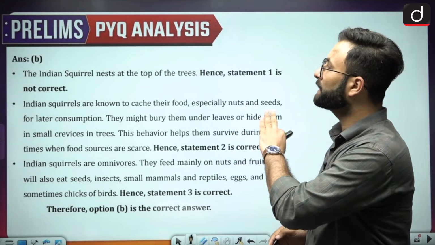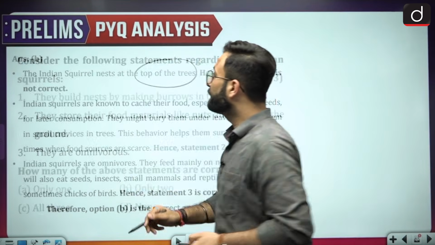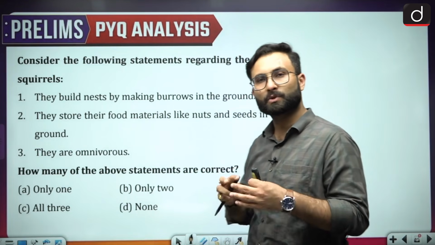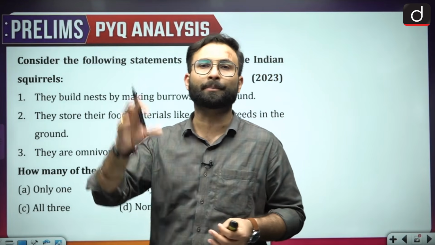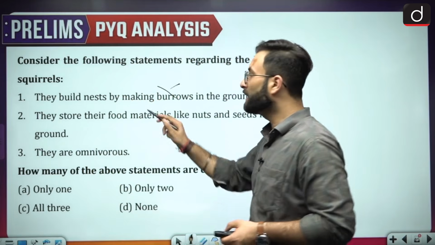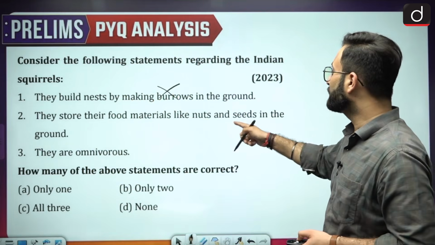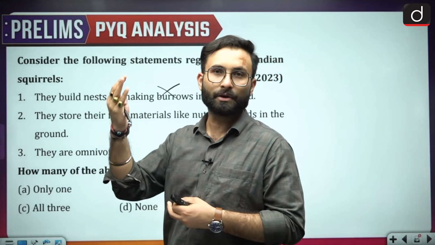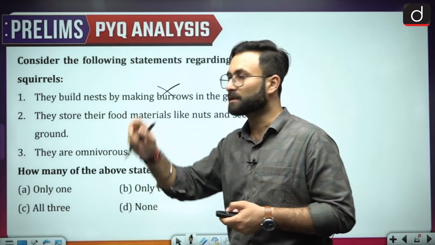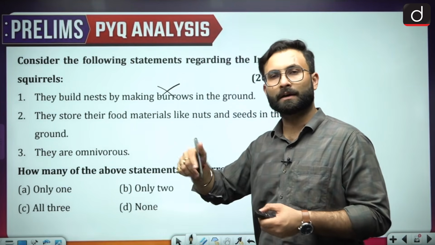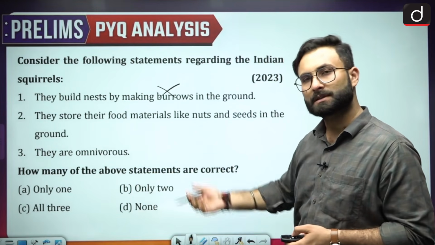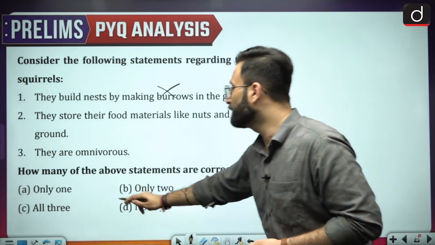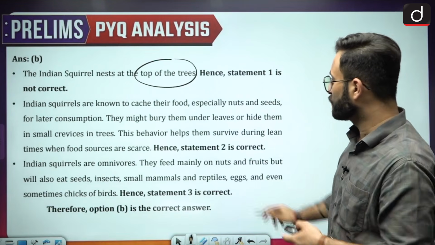Indian squirrels nest at the top of the trees. They are saying that these are building nests by burrowing in the ground. You must have seen that squirrels generally take the food and run up the trees. So this one can be wrong. They store their food materials like nuts and seeds in the ground. That is because of their size, they cannot take it up on the trees, so they will be putting it in the ground only. Then they are omnivorous. Yes, they can eat small insects, etc. So 2 and 3 are correct. Option B would be your right answer over here. So statement 2 is correct.